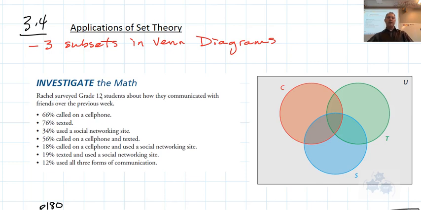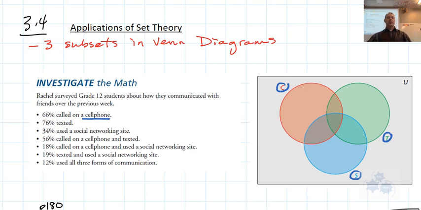Well, it says Rachel surveyed grade 12 students about how they communicated with friends over the previous week. So there's a certain percentage that talked on a cell phone. So C is the cell phone subset. There was a number of them that texted. So T was going to be text. And then social networking site other than those two would be S. Okay, so we're going to talk about these three methods of communication. So that's why you've got three Venn diagram circles.